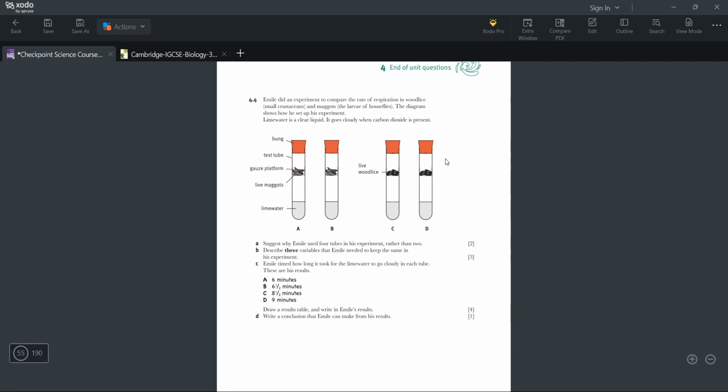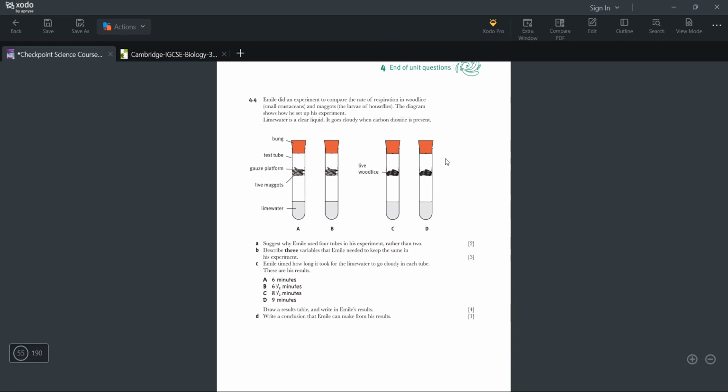Okay, so in science, it's always important to repeat your experiments and make sure that you're getting a large enough sample size for you to make any kind of statement about your findings. So in this case, if you have A and B with maggots and C and D with wood lice, you're doubling your sample size and just making sure that your test is true, that it's giving you accurate results.